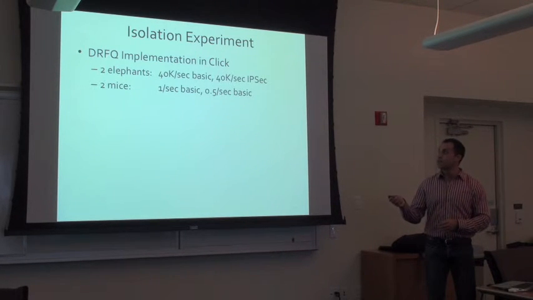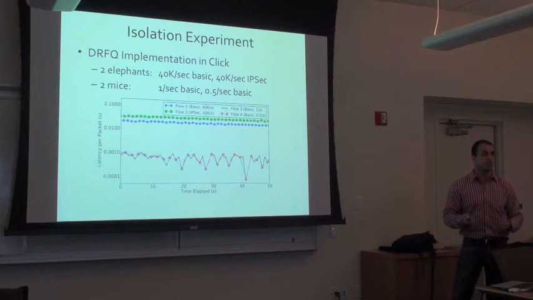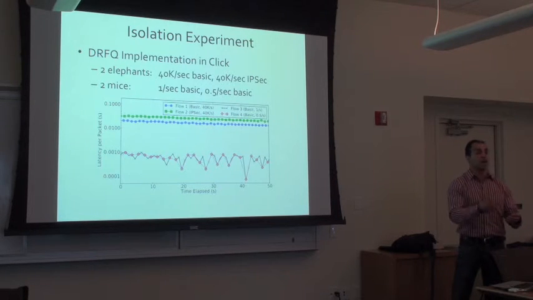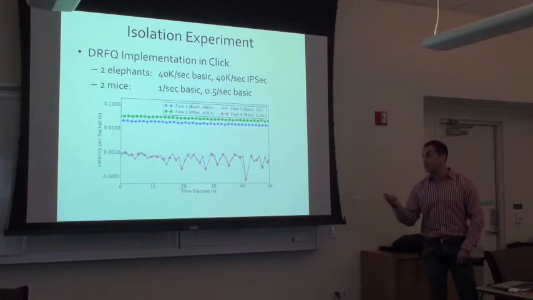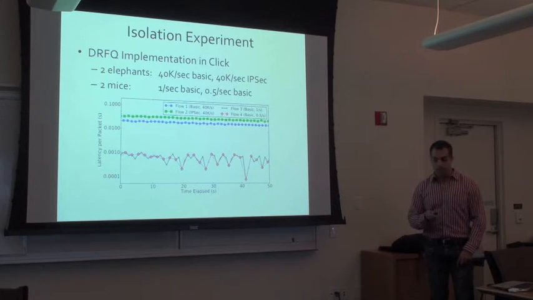And then at the same time, we had these two mice flows that would just send one packet a second. And they would just do basic forwarding, nothing else. And we looked at the latency that these would receive. So the y-axis here is now logarithmic. And look at over time, the two basic flows, the mice flows, barely see any latency. So they have very low latency, whereas these two are backlogged. Each packet is sitting in the queue and seeing the latency. So it's the obvious thing. And you can also see that the one that's doing IP security is receiving slightly more latency.